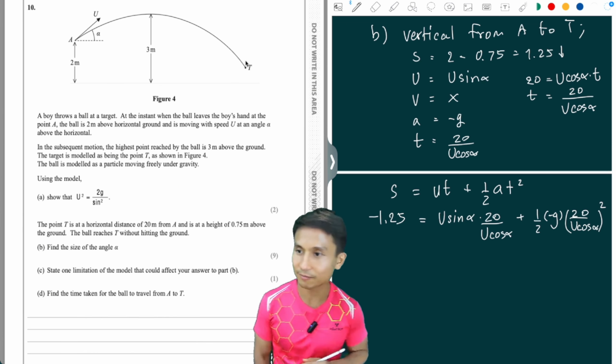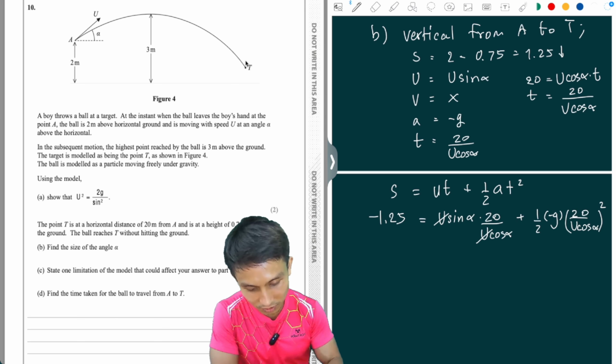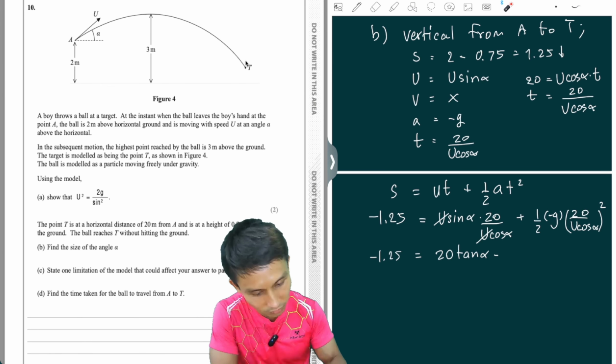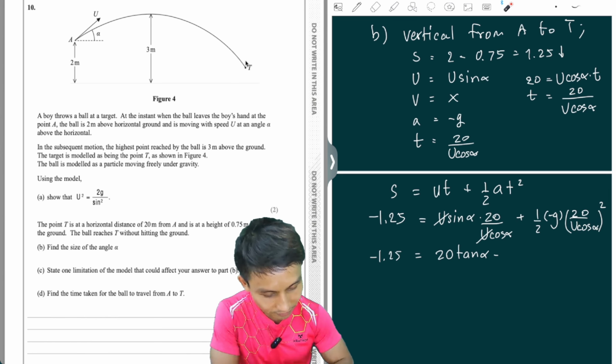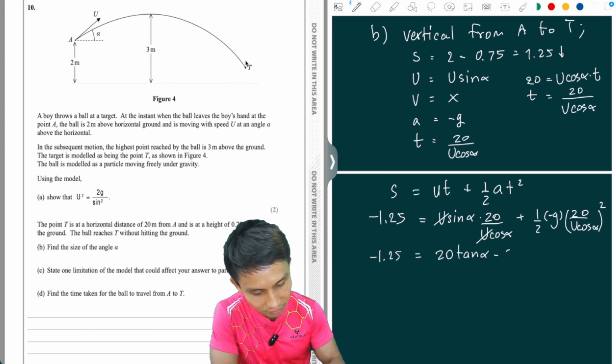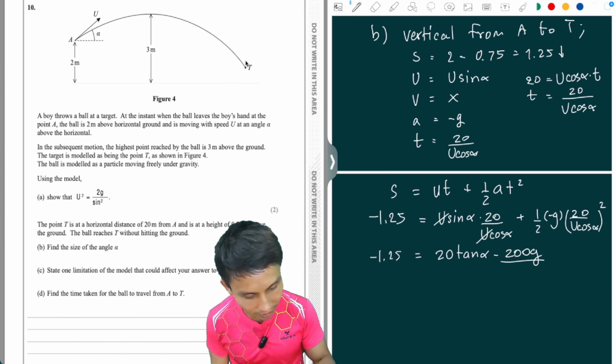Okay, some algebra there. Let's see. The U cancel here, so we get minus 1.25 there. Sine over cos is tan, so I'm just going to write 20 tan alpha here. And that's also a minus 1/2 G, so 2. What do we have here? This is 20 squared over U squared cos squared alpha, right? So this will be 400. Divide by 2, we get 200 G here. And then down here we have U squared cos squared alpha.